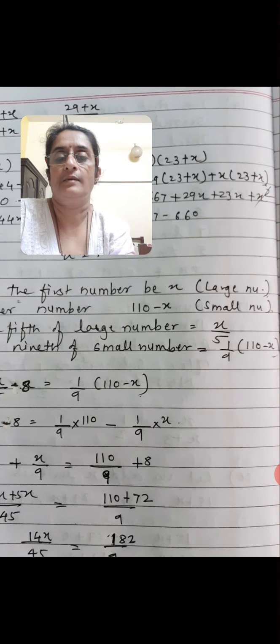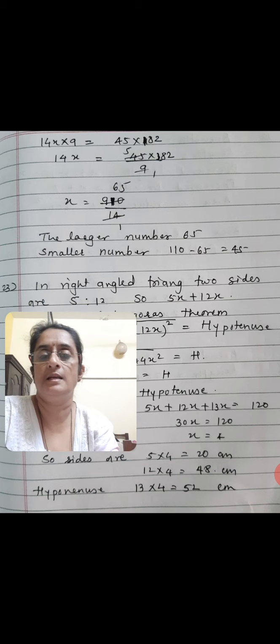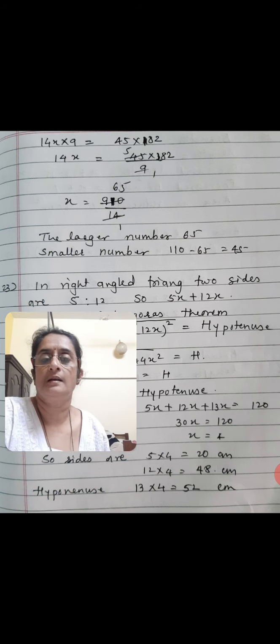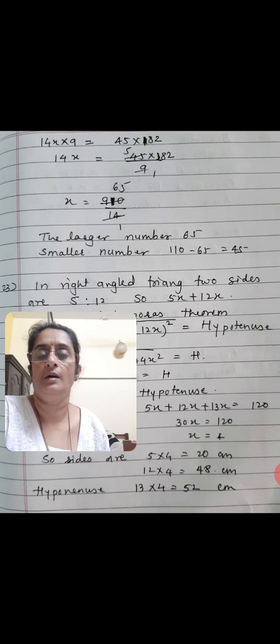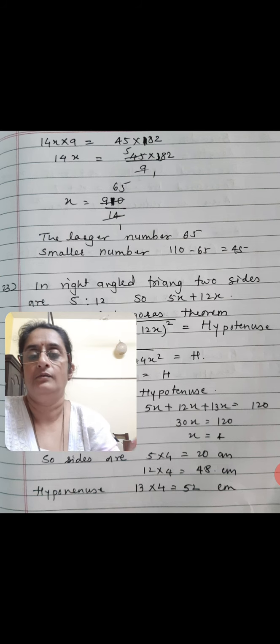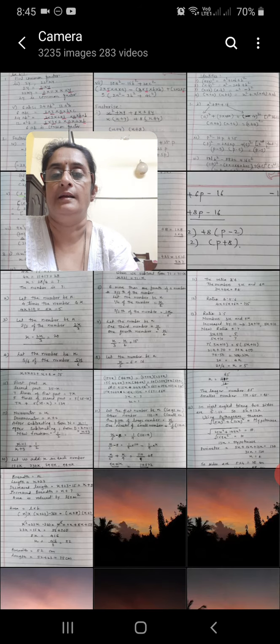You will get x value as 65. So what we have considered as x? That is the larger number, and the smaller number is 110 minus 65, that is 45. So we got both the numbers. One is 65, the other is 45. Together they are 110. Fine. Now let us go to the next question, that is 23.